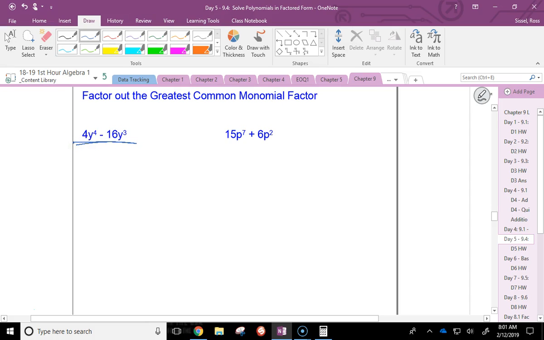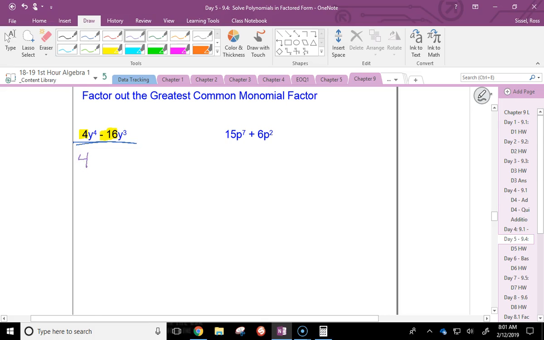4y to the 4th minus 16y to the 3rd. Biggest thing I want to look for is, I want to pull out the common factors. I want to pull out the greatest common. The easiest way to do so is, first pay attention to your coefficient. So, what is the greatest common factor between 4 and 16? 4. So I'm going to take out 4.